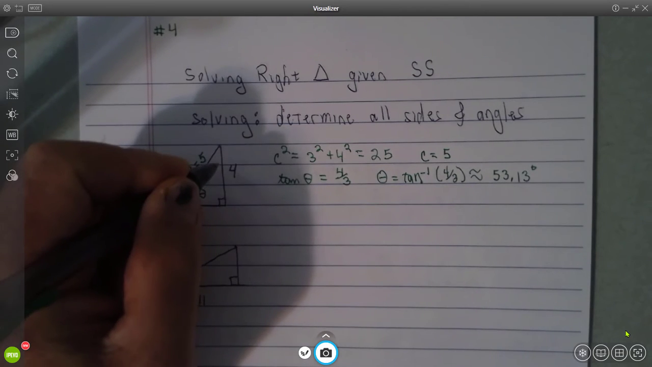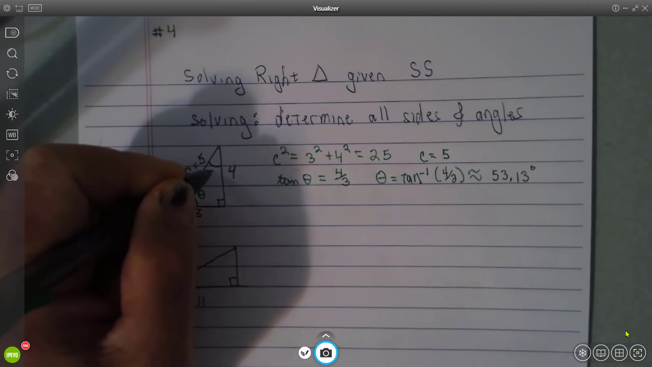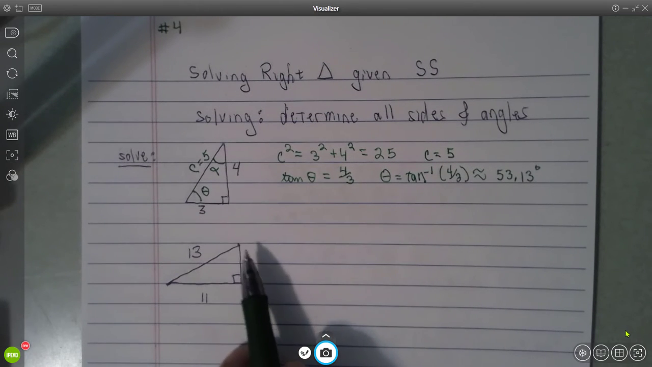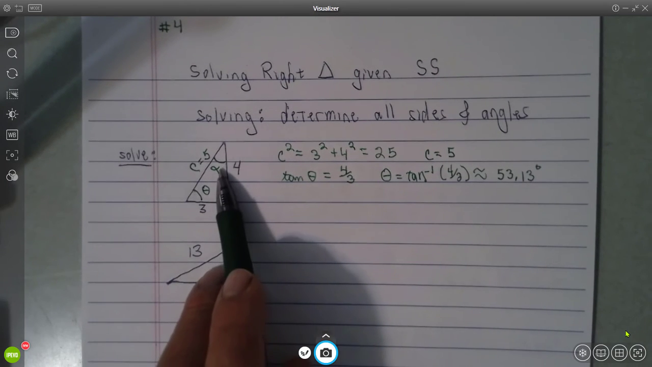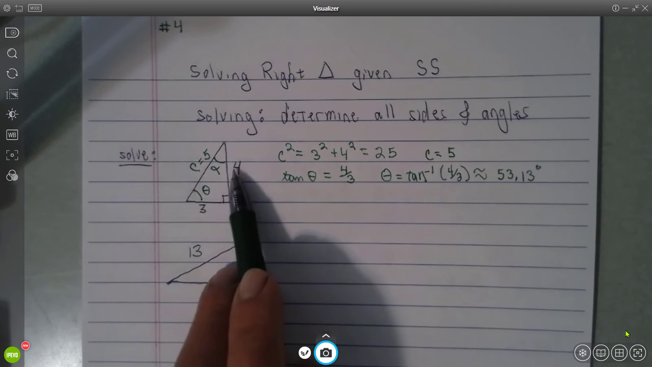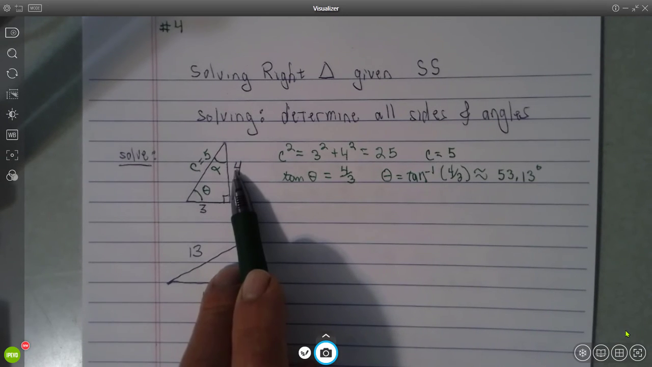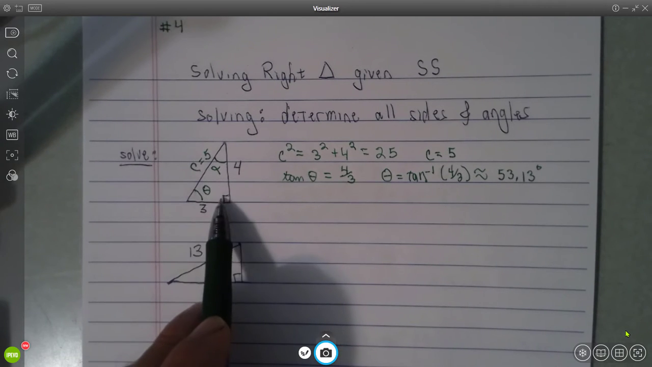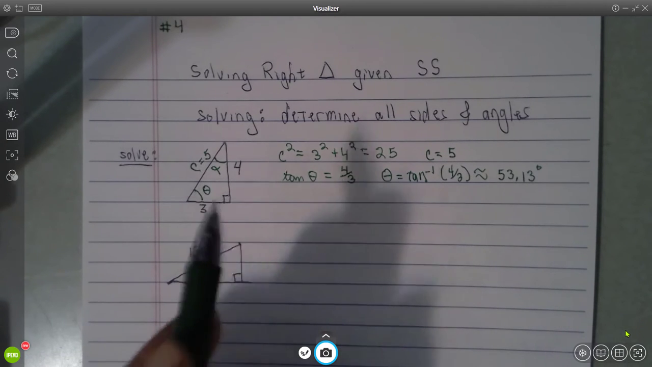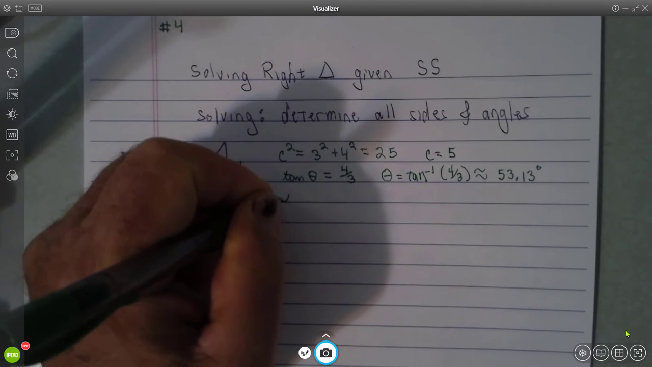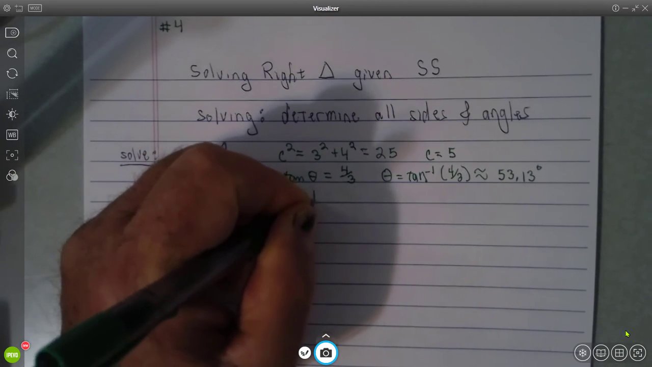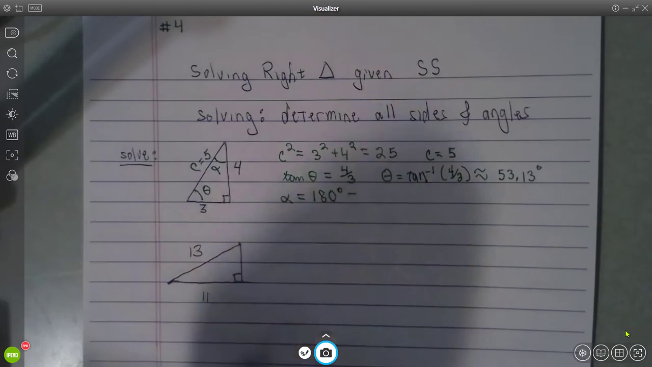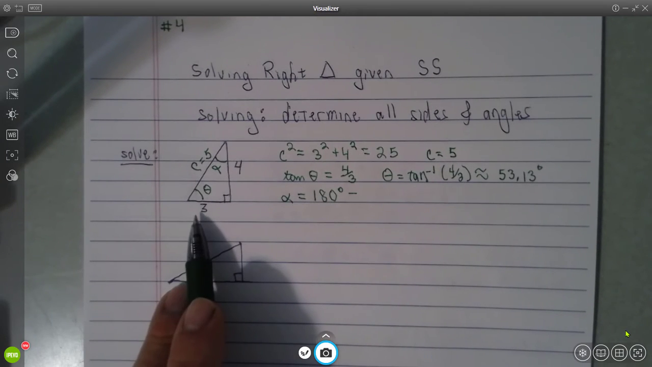Now, for this other angle, let's give that a name. I'll call it alpha. For this angle alpha, I could do the same thing. I could say that the tangent of alpha is 3/4. But I could also do this by subtraction. I know the angle theta, and I know that this is a right angle, or 90 degrees. So the angle alpha can be obtained by subtracting from 180. The sum of the measures of all the angles in a triangle is always 180.